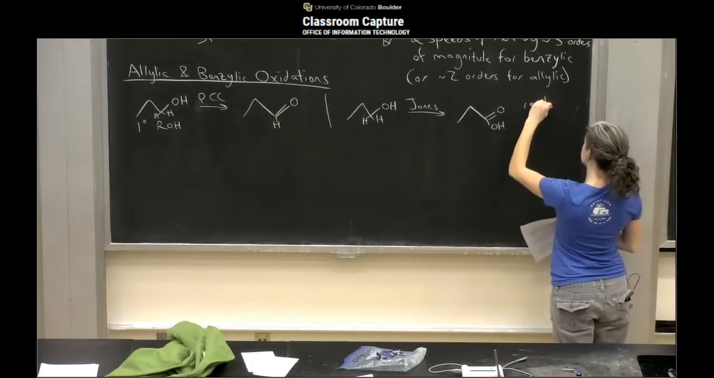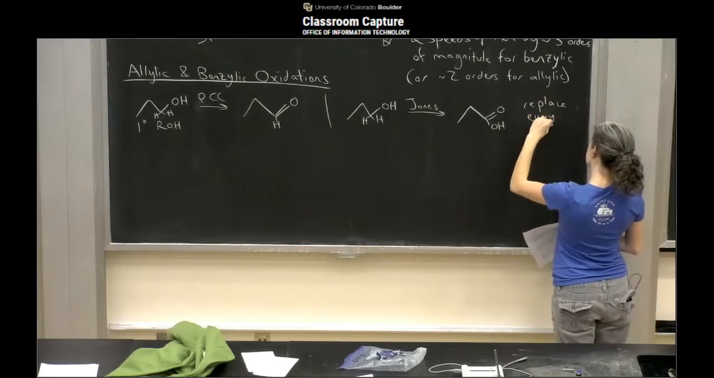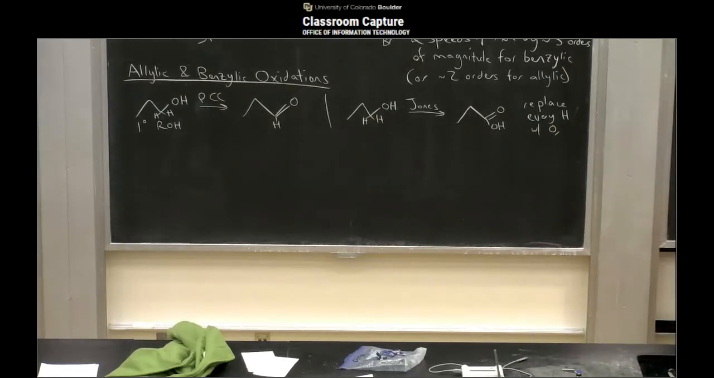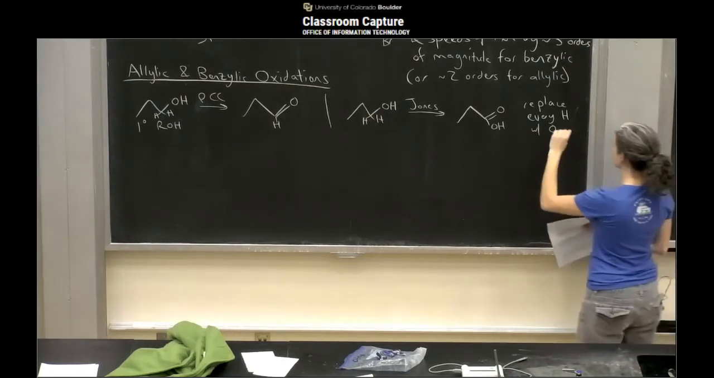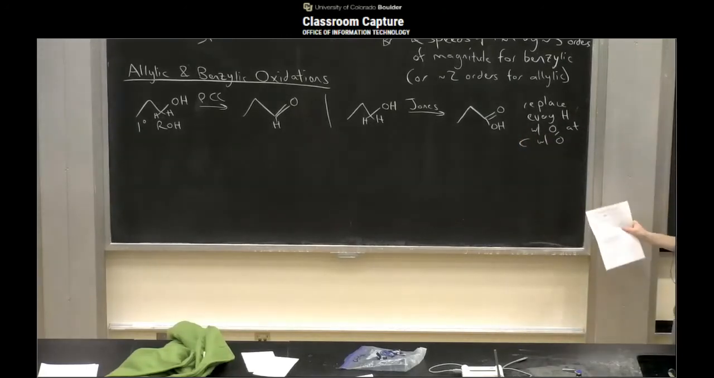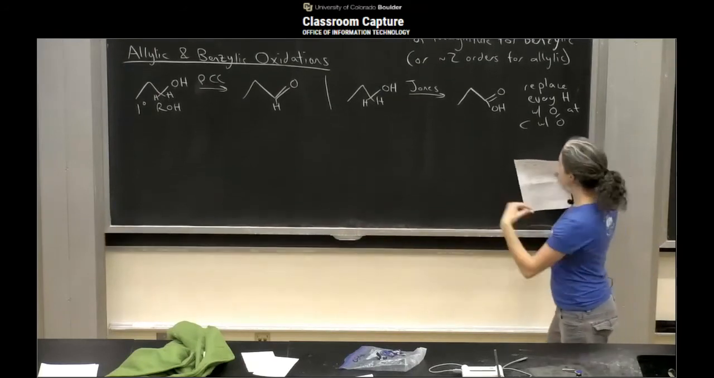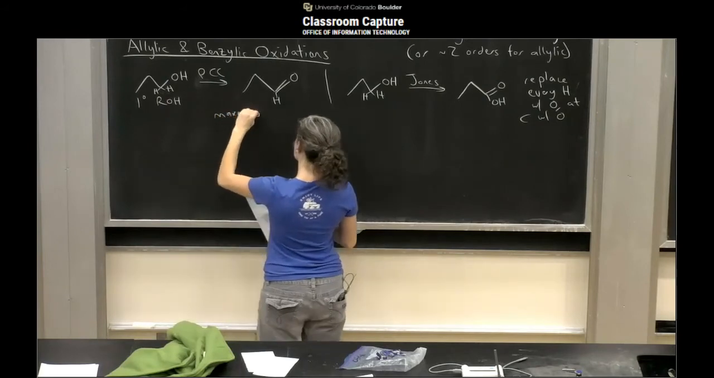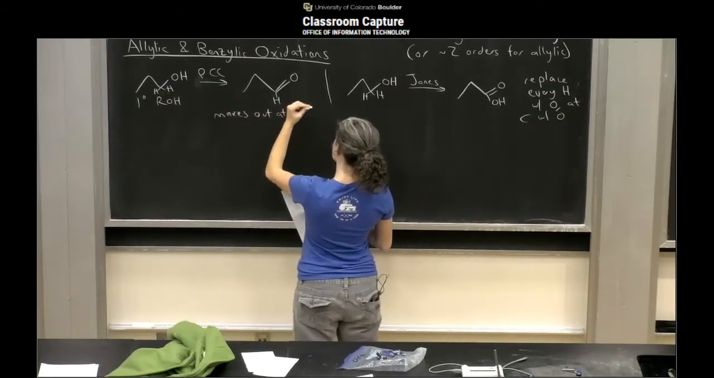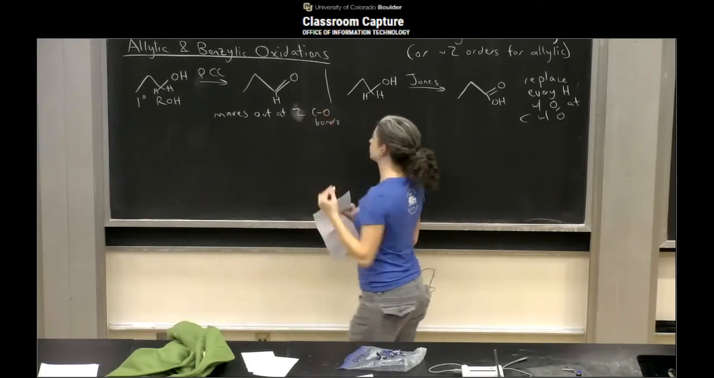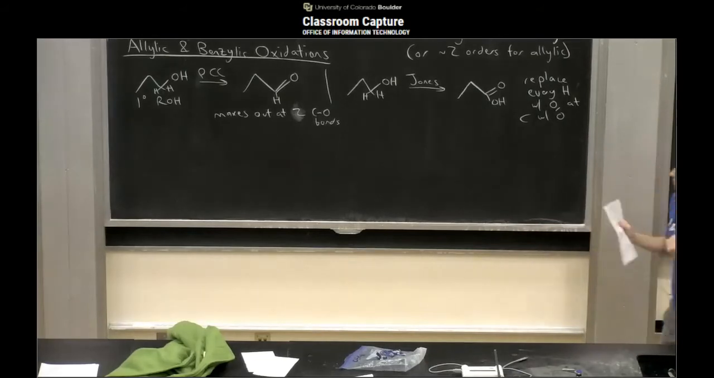So replace every H with an O at the carbon that had an O to begin with. So at the carbon with the oxygen. Whereas PCC over here maxes out at 2 CO bonds. Okay, so hopefully that looks pretty familiar. Any questions about that one?